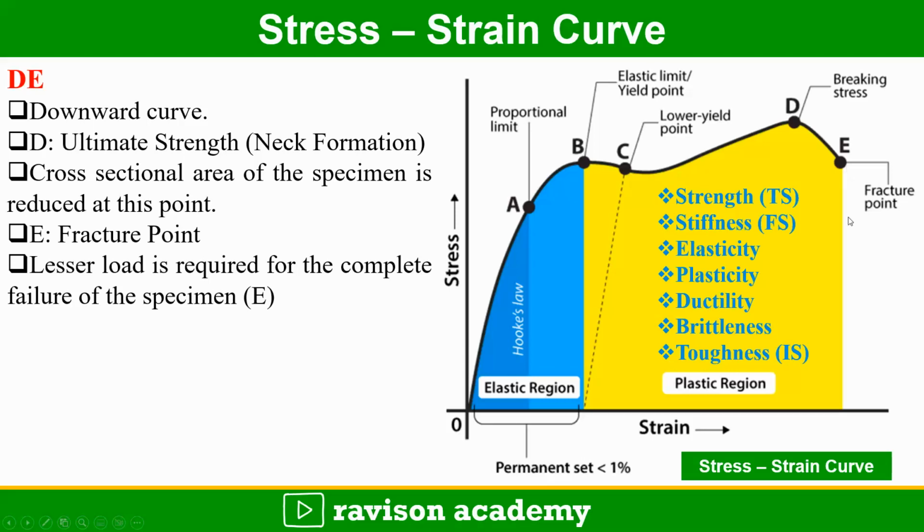Finally, the toughness. Toughness is nothing but the impact strength. The impact strength can be measured in two ways. One by the impact test, second with the help of the stress strain curve also we can measure. We can enclose the area obtained by these points. The area enclosed by these points will give you the impact strength or toughness.